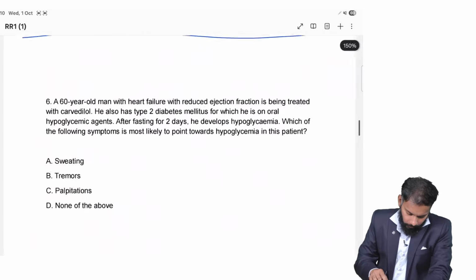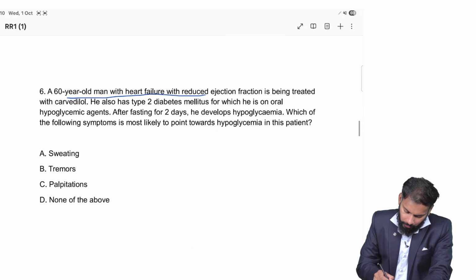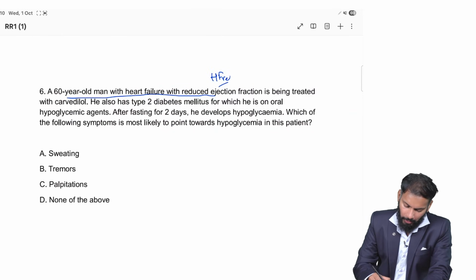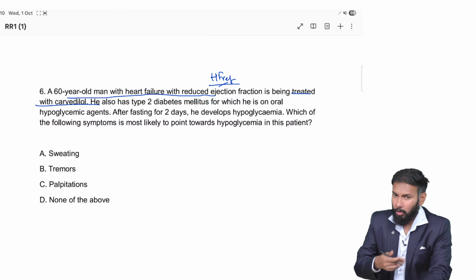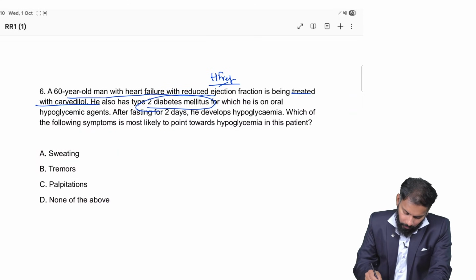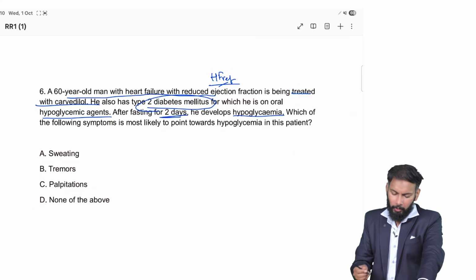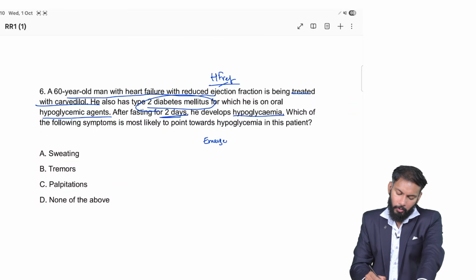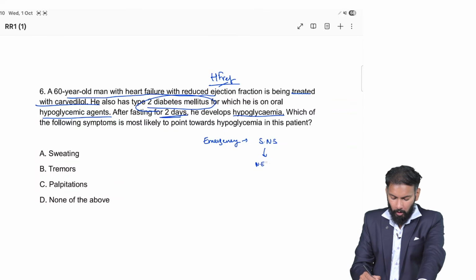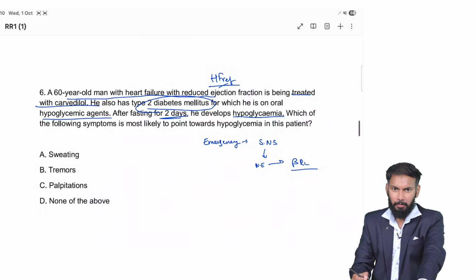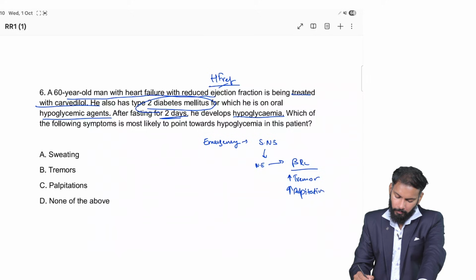Okay, so you can see here a 60-year-old man with heart failure with reduced ejection fraction, that means HFrEF, is being treated with carvedilol. He also has type 2 diabetes mellitus, for which he is on oral hypoglycemic agents. After fasting for 2 days, he develops hypoglycemia. I told you, hypoglycemia is an emergency, no? So it will activate what? Sympathetic nervous system. So what will the sympathetic nervous system do? It will release norepinephrine. It will act on beta receptors. Good. When it acts on beta receptors, what will happen? It will increase tremors, palpitation, and glucose. Great.